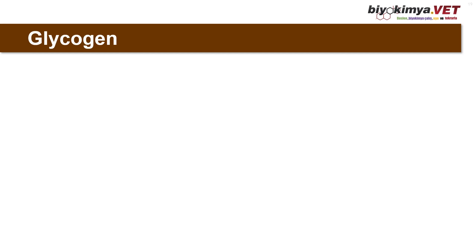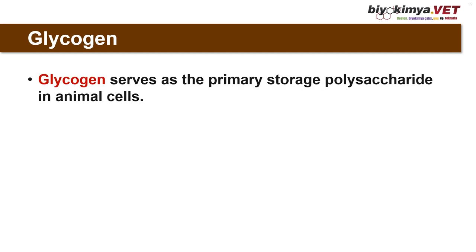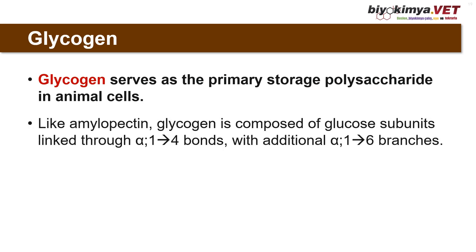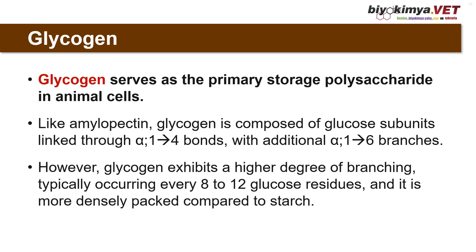It's time for glycogen. Glycogen serves as the primary storage polysaccharide in animal cells. Like amylopectin, glycogen is composed of glucose subunits linked through alpha 1,4 with additional alpha 1,6 branches. However, glycogen exhibits a higher degree of branching, typically occurring every 8 to 12 glucose residues, and it is more densely packed compared to starch.